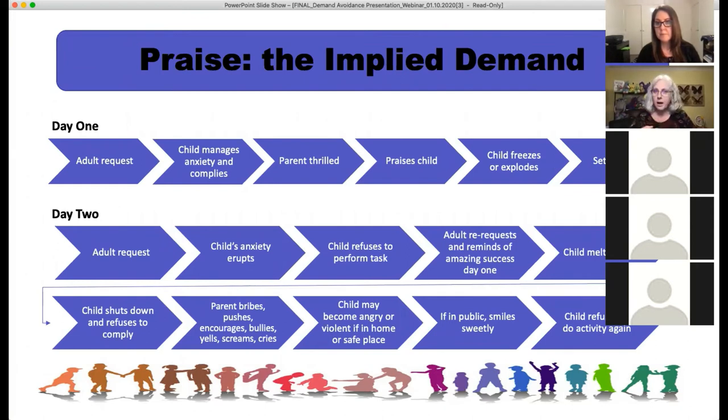Now, we are indoctrinated to praise our kids. It is drummed into us. Good boy, yeah, good talking. And we praise them right from when they're really little. But these kids find that praise to be a demand. So let's have a look at this.